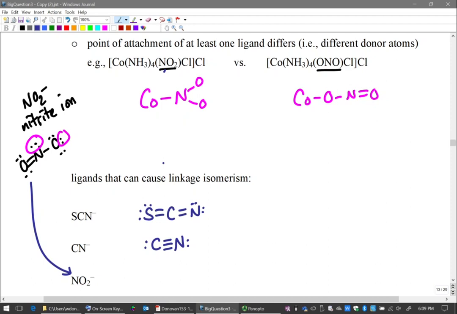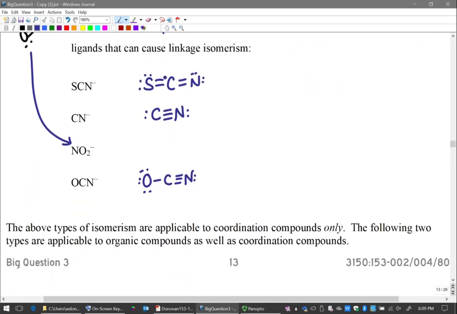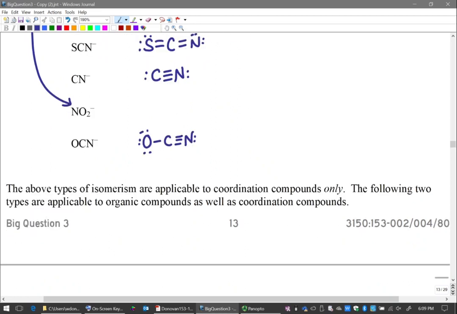Told you we don't want to have to worry about getting into the naming. This could be really annoying if we let it. It's not extremely hard. There's stuff to memorize, rules to learn, and it's tedious, and we've got more important fish to fry. We've got to pick our battles. But they do have unique names. So NO2 is nitro, and ONO is nitrito, and there you have it. So those two types of isomerism, the structural isomerism, are applicable to coordination compounds.